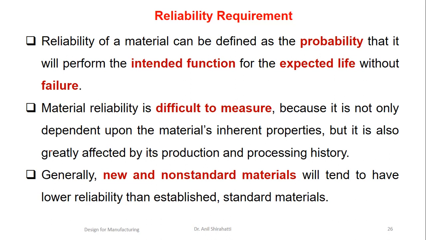Material reliability is difficult to measure, because it not only depends upon the material's inherent property, but it is also greatly affected by its production and process history. Generally, new and non-standard materials will tend to have lower reliability than the established and standard materials. Also, the creep test is the testing with respect to time at either room temperature or high temperature. This test will give an idea of the reliability of that material with respect to time. But if you see the testing time, it will go from 1 month till 6 years of continuous testing.